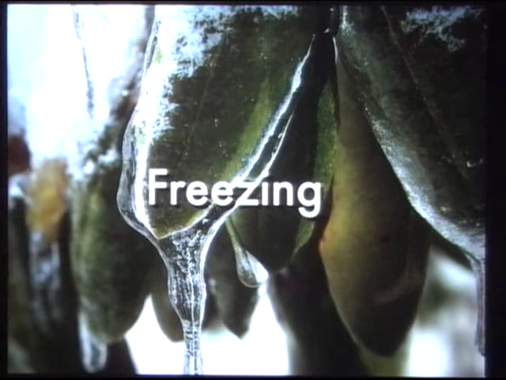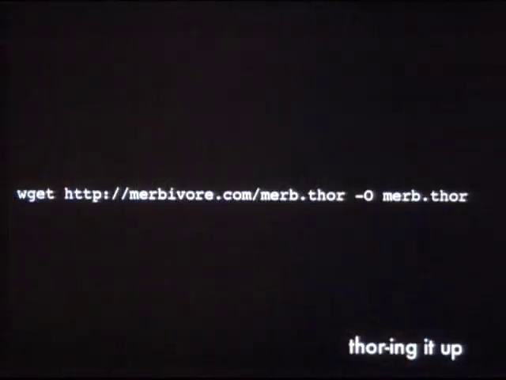Right, so the first thing people probably want to know about is freezing. There's a lot of talk about it, but it's not really well known exactly how you go about doing it. So, like I was saying before, you download the Thor task into your app. You can use curl if you're on OS X and you've got a shitty BSD userland.